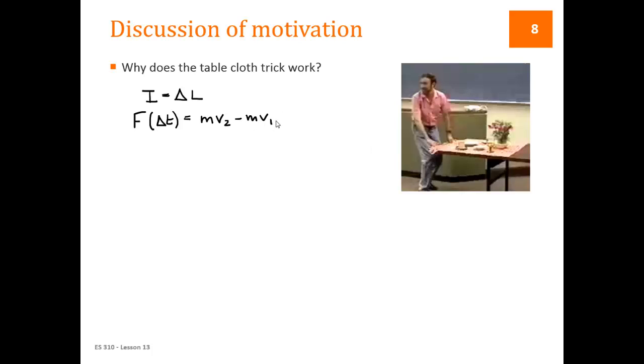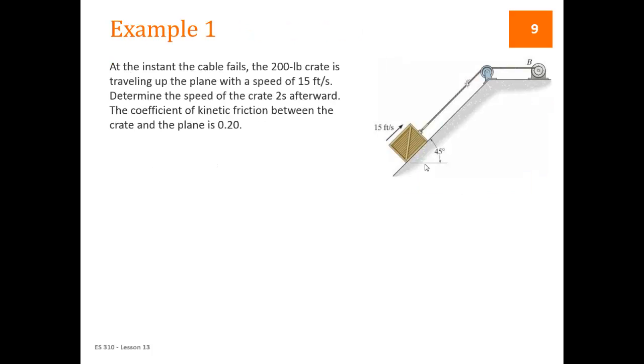So if we assume that initially we were at rest, he's applying some force, but if delta t is very small, so he applies that force very quickly as he yanks the tablecloth out, then V2 is also going to be very small. And if V2 is very small, then those dishes don't move very far and they stay on the table. And so this is the principle behind making this work. The actual physical method of making this work, if you want to try it, make sure you pull downwards on the tablecloth.